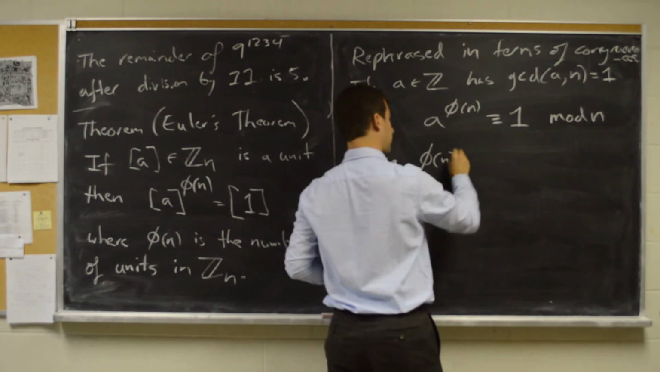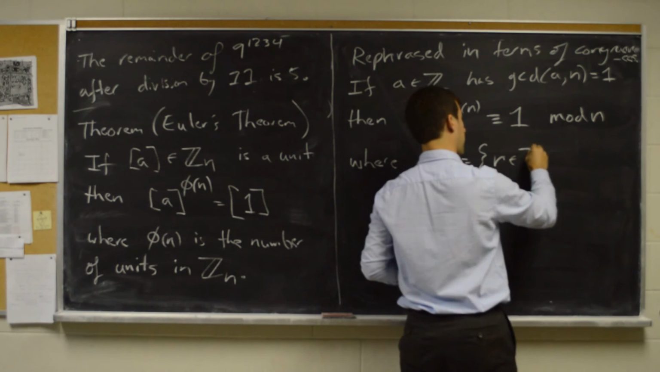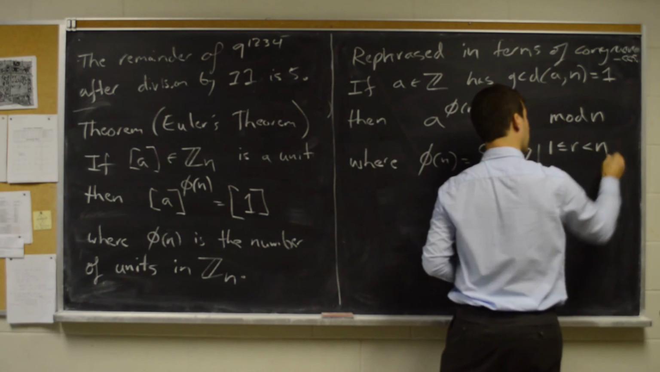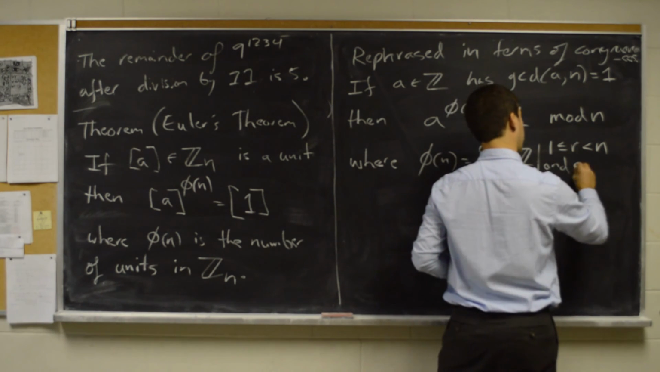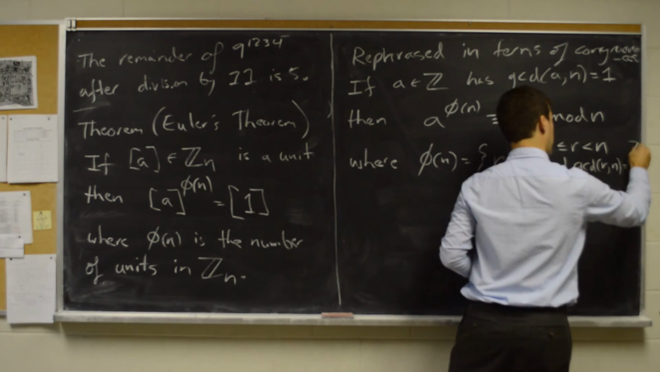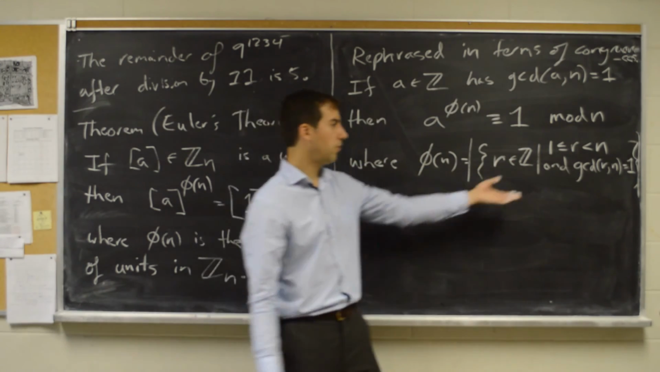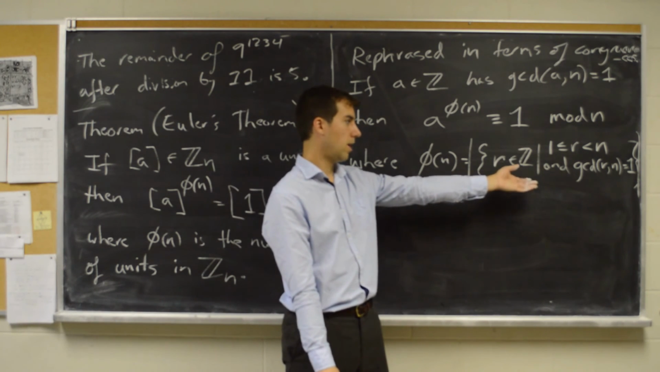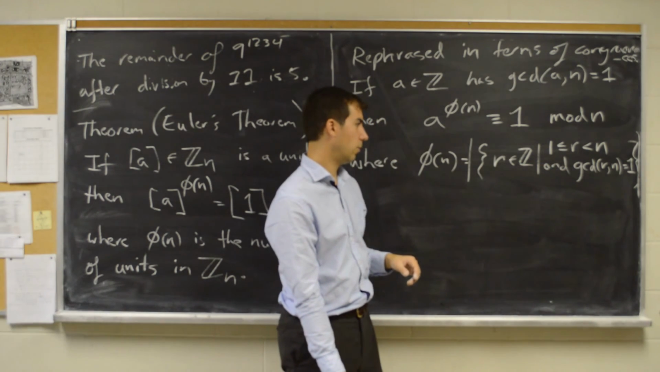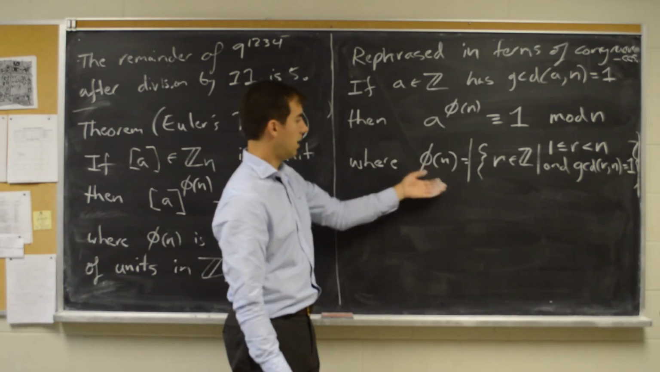where phi of n is the size of the set of all integers r such that 1 is less than or equal to r, strictly less than n, and the GCD of r and n is 1. So this is just the collection of all units. I'm going through all the elements, I'm skipping 0, because I don't want you to think about whether the GCD of something with 0 is equal to 1 or not. So we're going through all units, we're collecting them up, this tells us that they're units, we count them, and that's giving us phi of n.